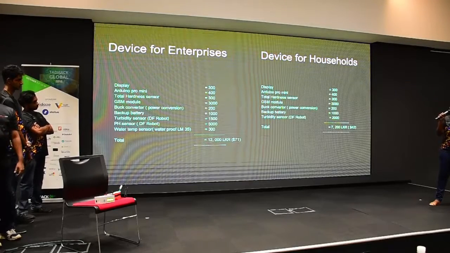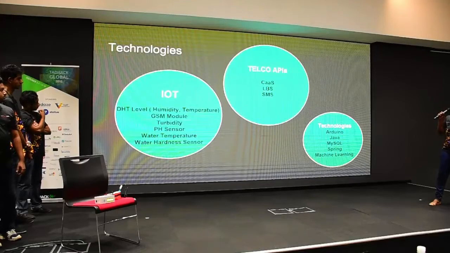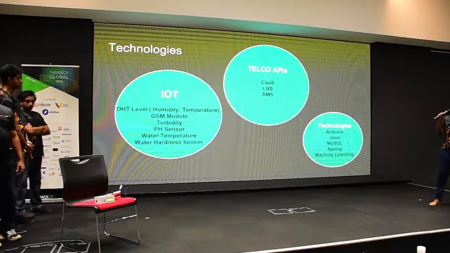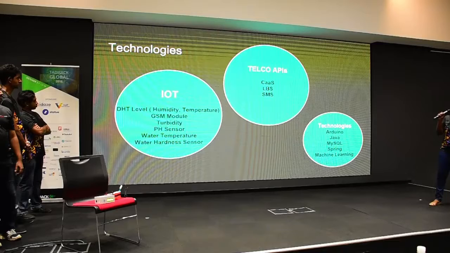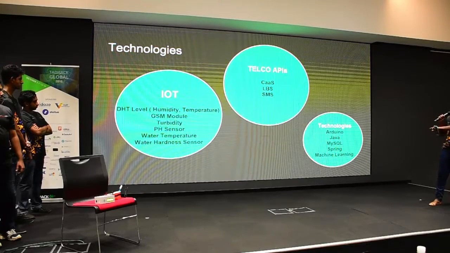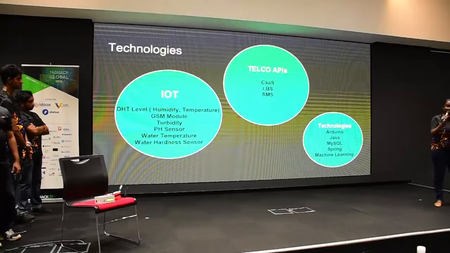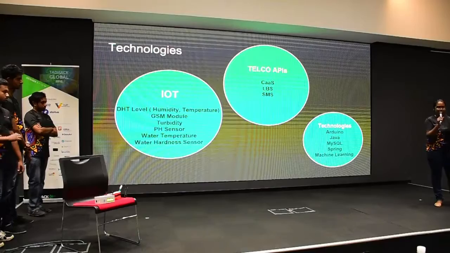And here is a device that we are introducing for enterprises and for households. As for the telco APIs, we are using CCaaS, LBS and SMS APIs, and the technologies are likewise. And in further implementation, we'll be introducing machine learning as well to predict the toxic flow of water. Thank you very much.